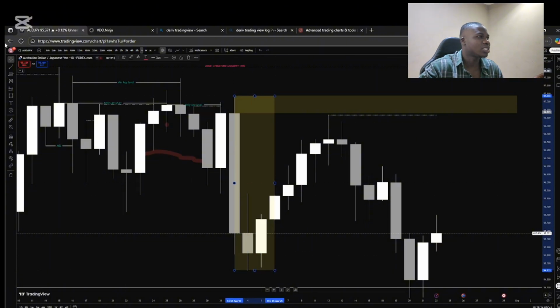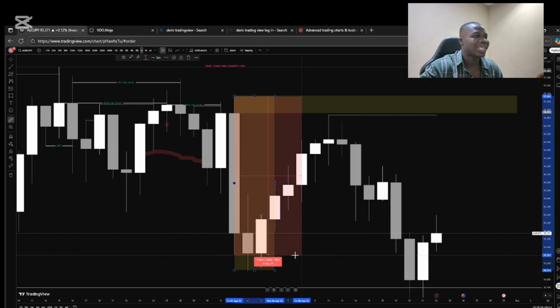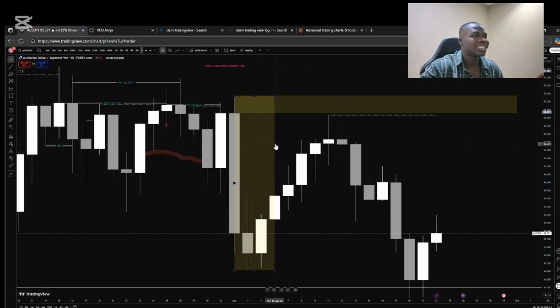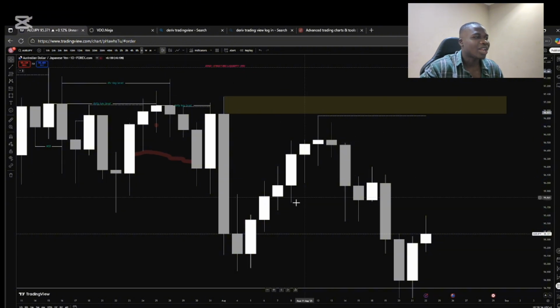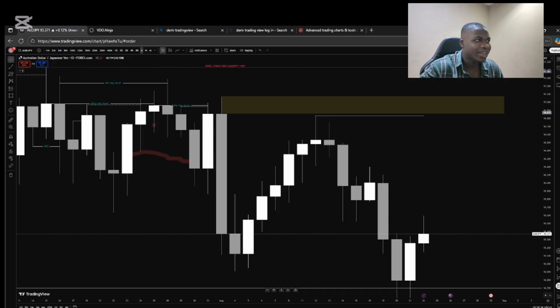If you are going to calculate this, how many pips is it? You are looking at over 196 pips. EDJPY dumped 196 pips. But then in the process of dumping, another key level was created.